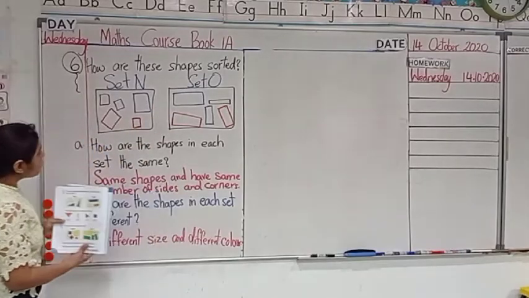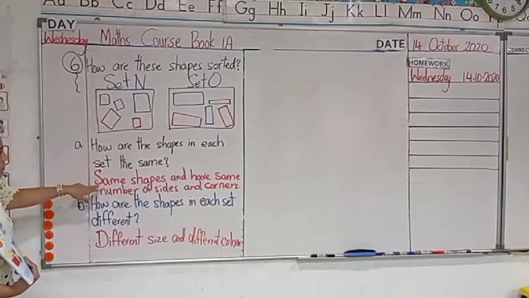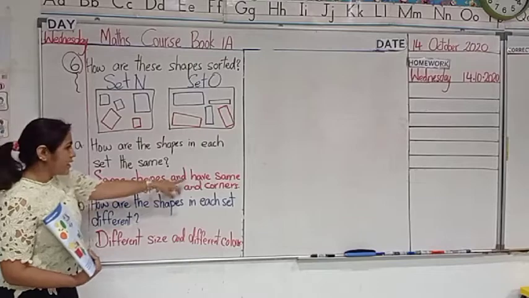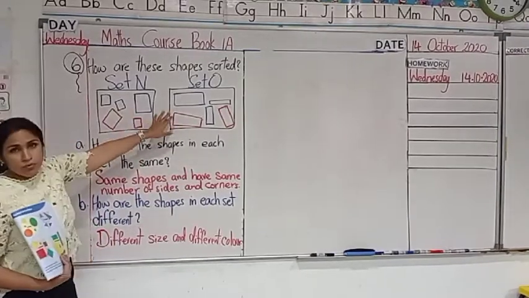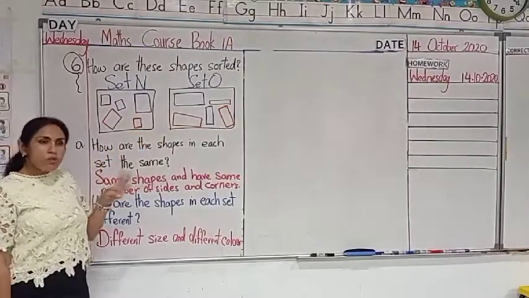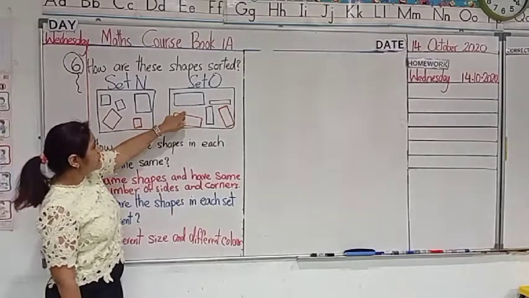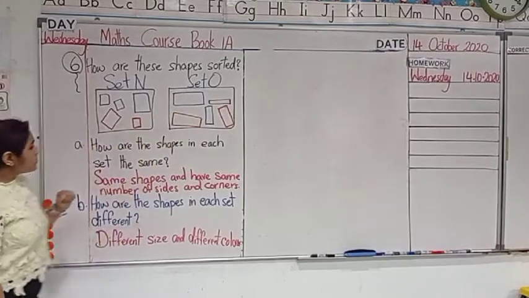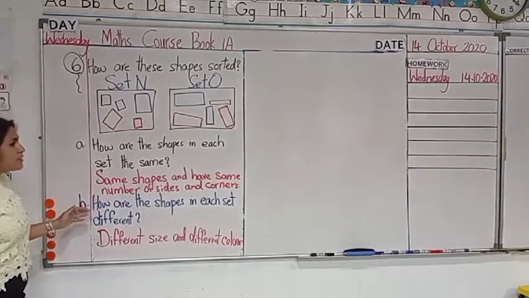Now, next question. That's why I said, how are the shapes in each set the same? They are the same shapes in each set. They are the same shapes and have the same number of sides and corners. Now both of them, a square and a rectangle, have 4 sides and 4 corners. It's just that in the rectangle, opposite sides are the same.